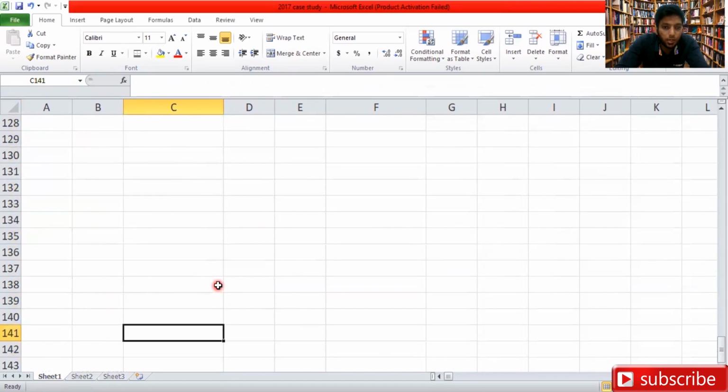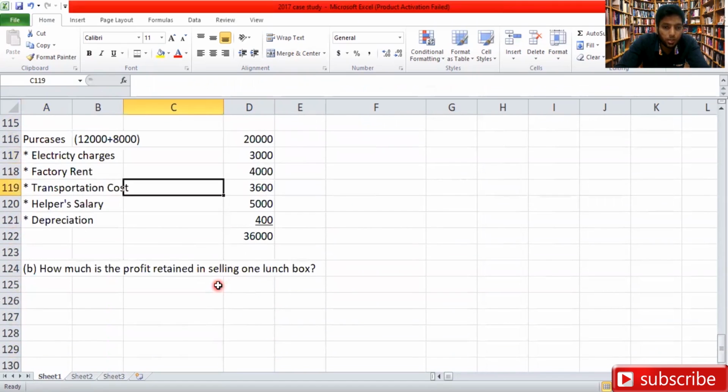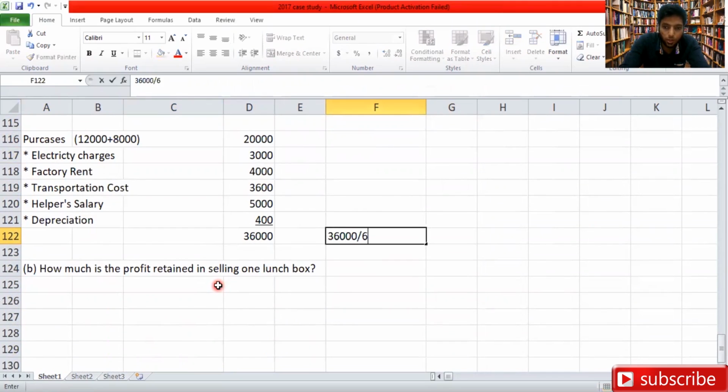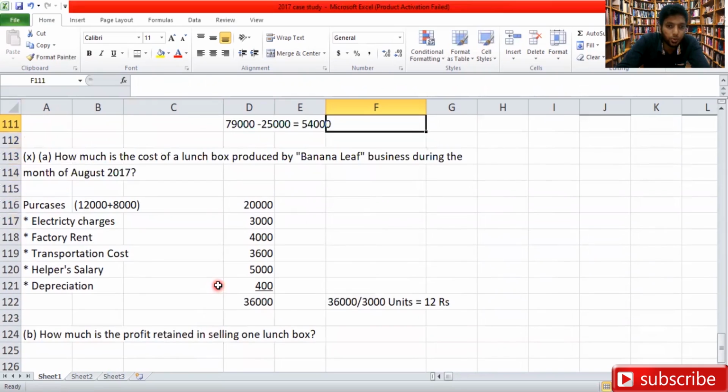36,000, I'm going to divide it by 3,000. So what I'm going to do here is find the production cost. 36,000 divided by 3,000 units will give me my production cost per one unit. So for one unit you have spent 12 rupees. In the final answer, you always need to put rupees, because they're asking how much is the cost of a lunchbox, one lunchbox. Then ask the total lunchbox.